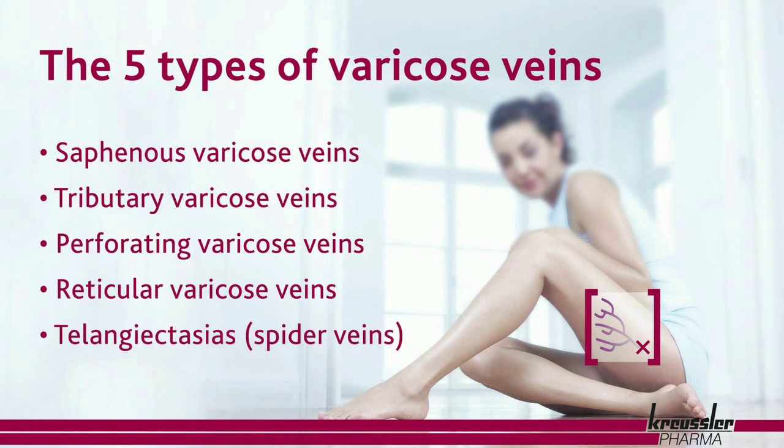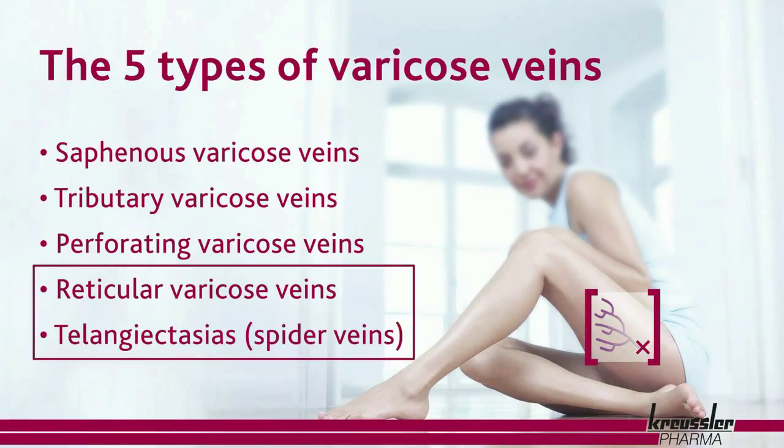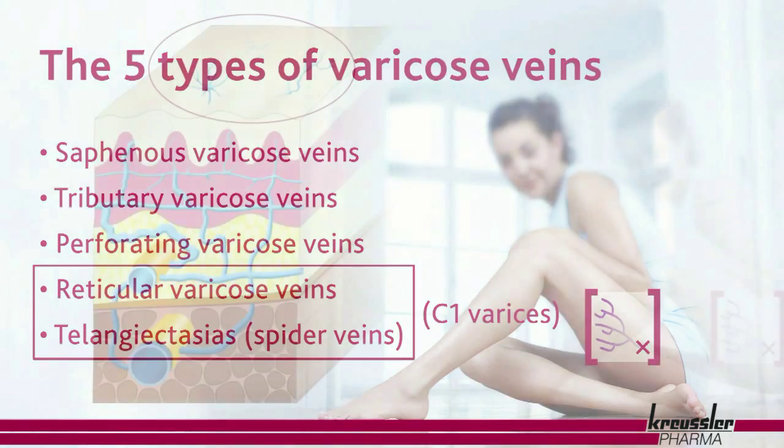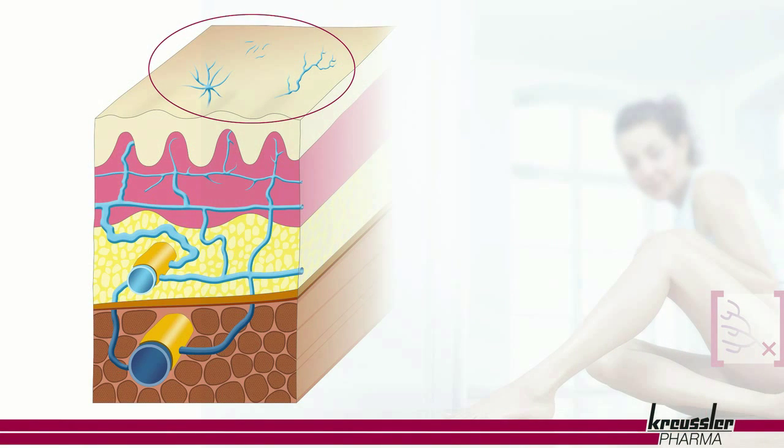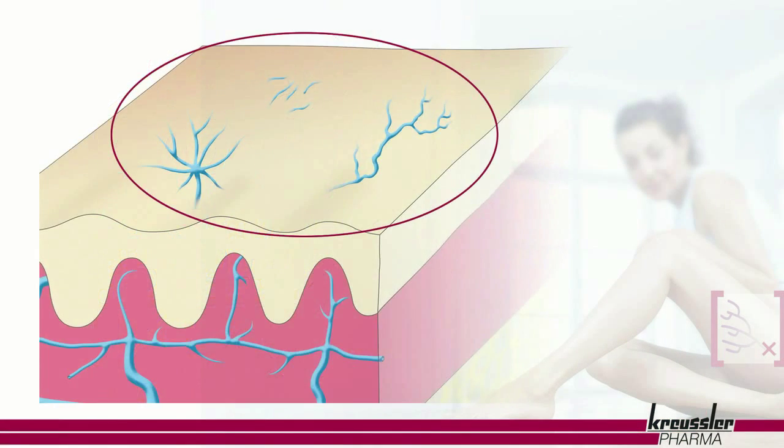and telangiectasias. In this film, we will concentrate on telangiectasias and reticular varicose veins, which are classified as C1 varices according to the CAP classification, and which are seen in approximately 60% of all adults in Germany. Telangiectasias are enlarged intradermal veins with a diameter of up to 1 mm. The reddish or bluish veins often have a fan-like or star-shaped appearance.